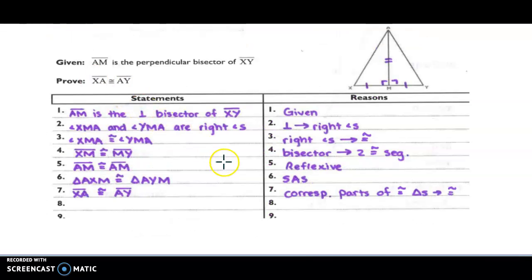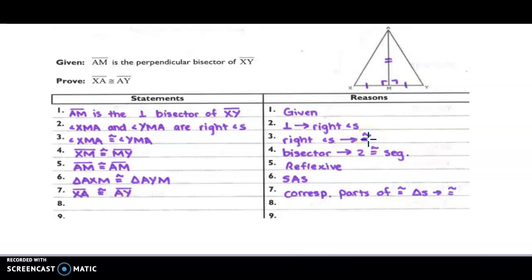All right. Here's another one. AM is the perpendicular bisector of XY. So that means angles XMA and YMA are right angles, because if perpendicular, then right angles. You have to declare that. And then you can say those angles are congruent because if right angles, then they are congruent.